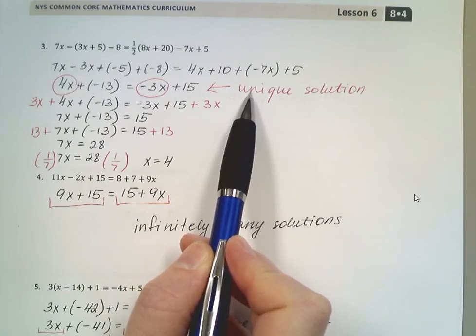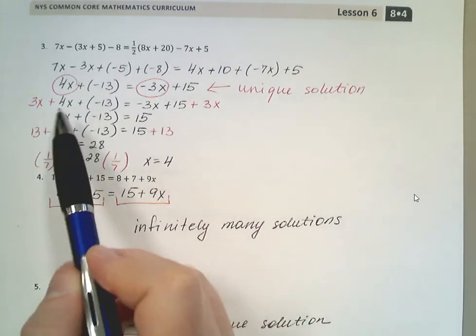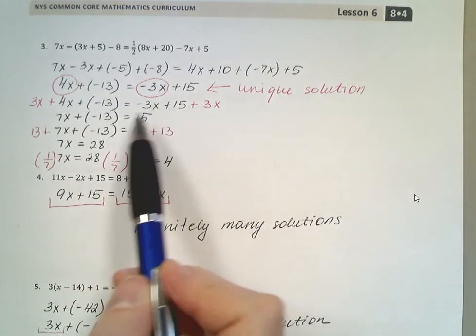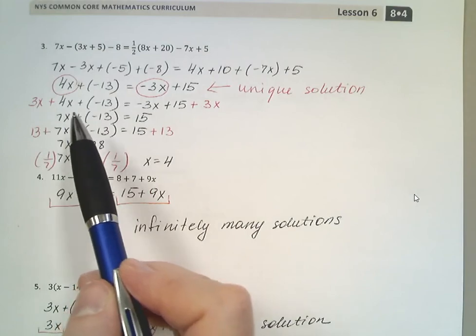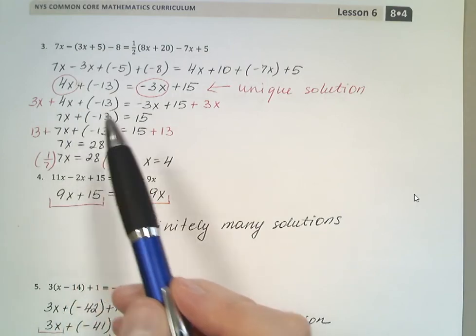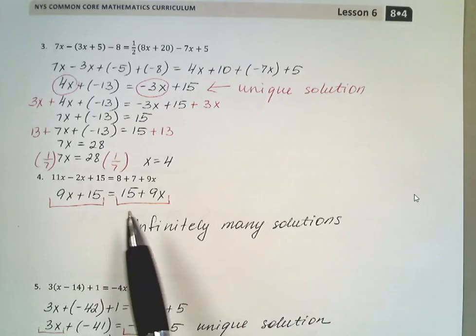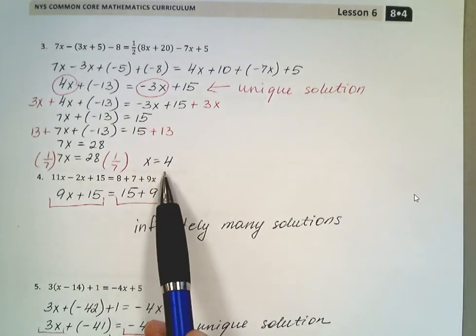So after combining like terms and moving my x's and my constants to different sides to isolate my variable, solving the two-step equation, I'm going to get x equals 4.